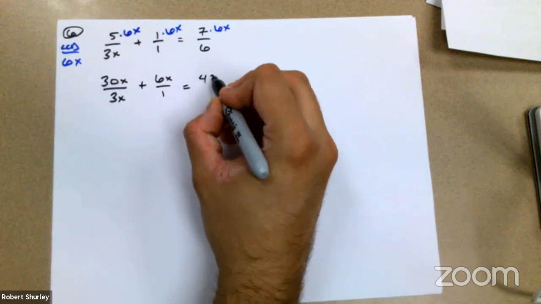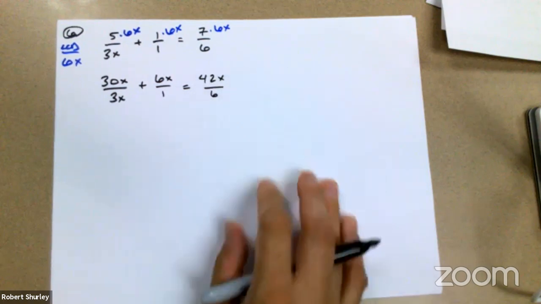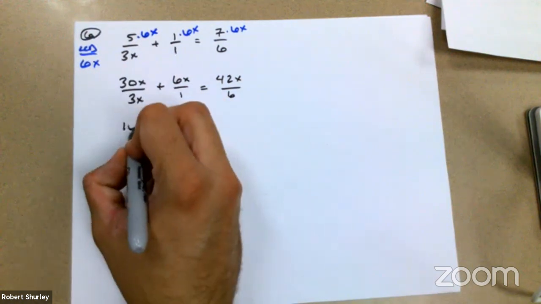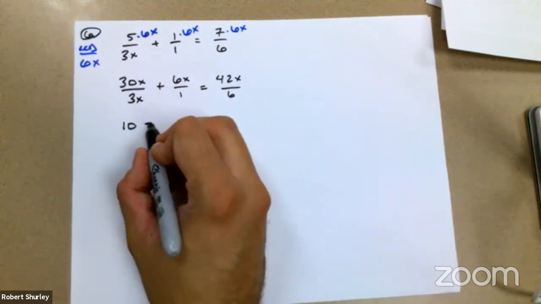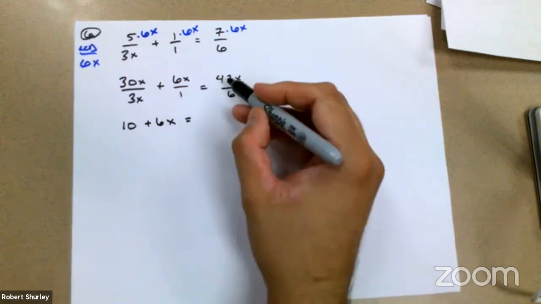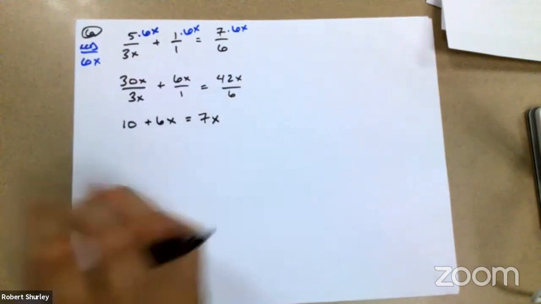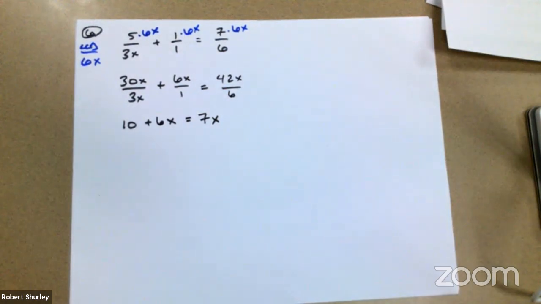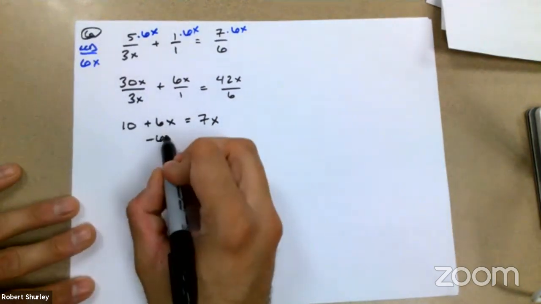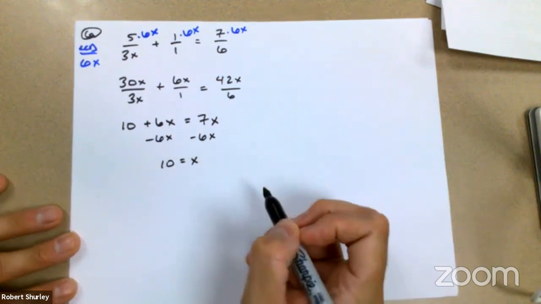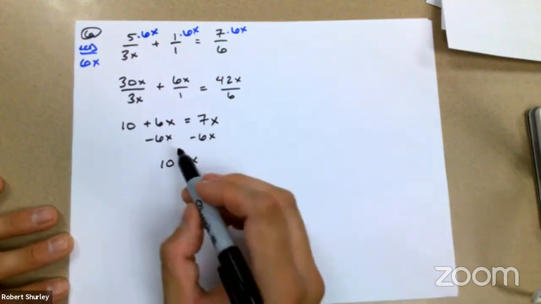Equals 42x over 6. And this will divide out, right? 30 divided by 3 is 10. X divided by x goes away, plus 6x. 42 divided by 6 is 7. Don't forget the x on the 7. And then we just solve it out. So subtract 6x from the 7x, and we wind up with 10 equals x, right? 7x minus 6x is x.